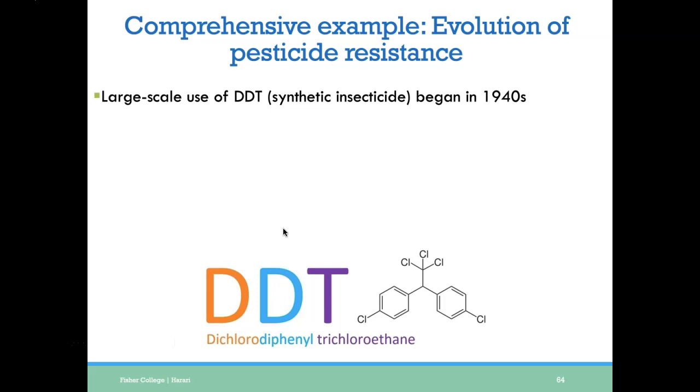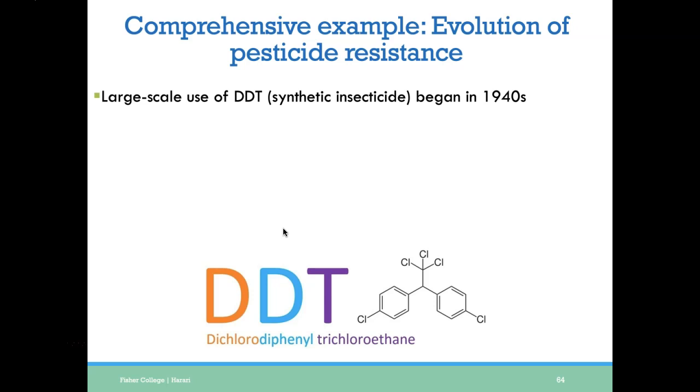So I'm going to give an example that illustrates the dependence of fitness of individual genotypes on the environment. Fitness really depends on the environment, and the environment influences fitness. So we could talk about the evolution of pesticide resistance. There's an insecticide called DDT that began being used in the 40s, and this would supposedly be able to kill a lot of the mosquitoes that were transmitting yellow fever or malaria.